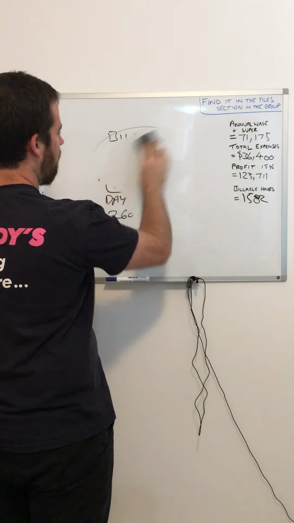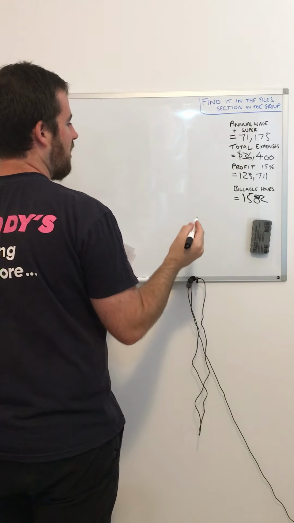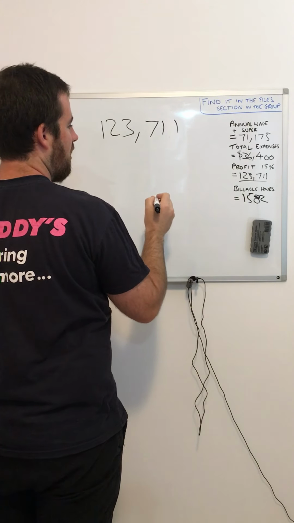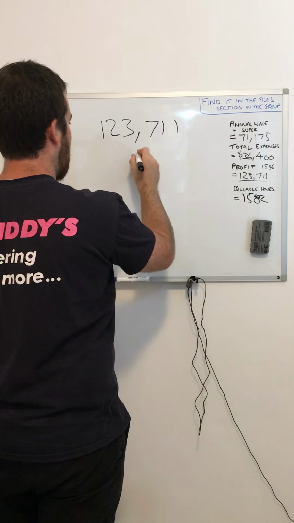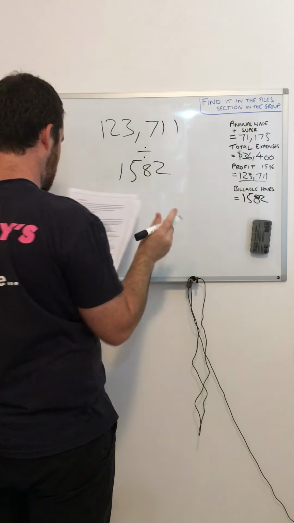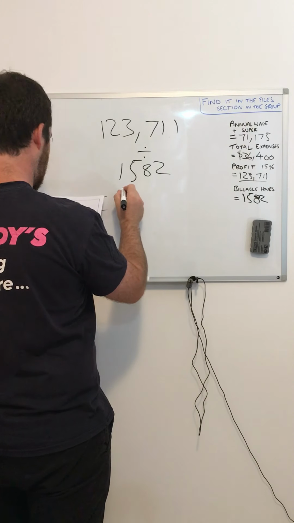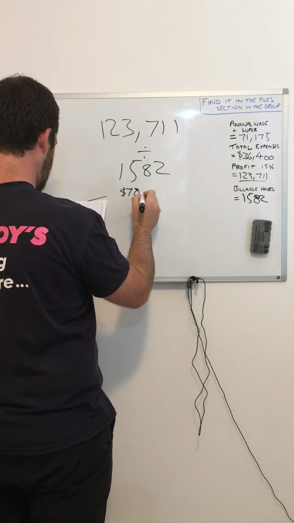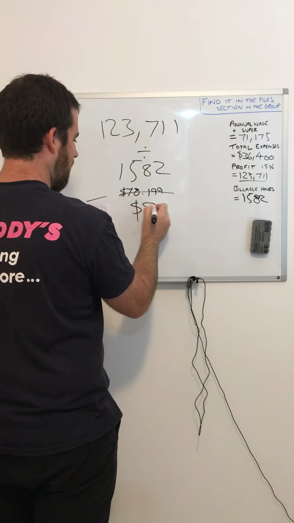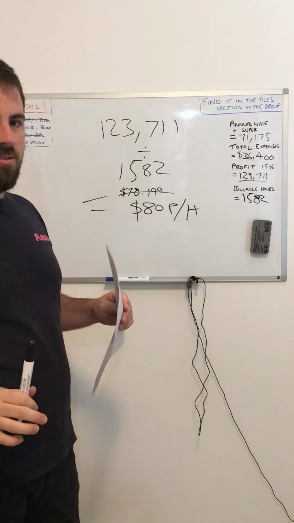Okay, so that's pretty much all we need to work this out. So all we do is go our total, 123,711, and we divide it by 1,582, that equals 78.199. So we're just going to round it up to $80 per hour. So for this example, that would be your target hourly rate.